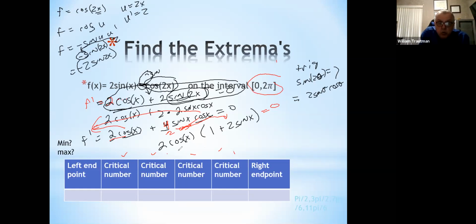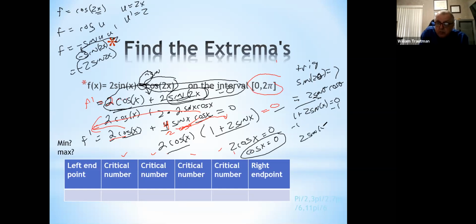And so from there, we have two things multiplied together and the answer is 0. I can say 2 cosine x equals 0. Divide both sides by 2, I still get cosine x equals 0. Also, I got 1 plus 2 sine x equals 0. Take the 1 to the other side by subtracting 1: 2 sine x equals negative 1. Divide by 2, and sine x equals negative 1/2. So, on your unit circle, where is cosine x equal to 0? Where does the cosine equal 0 on your unit circle?